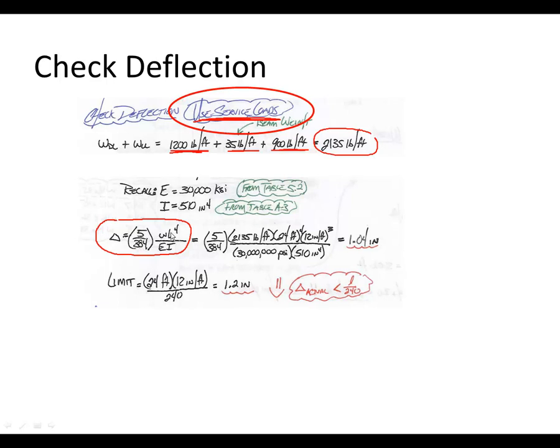5/384 times WL to the fourth divided by EI would be the equation here. We need to determine what the modulus of elasticity is and what the moment of inertia is. Sorry, I pointed those backwards. But modulus of elasticity and moment of inertia, so that we can plug those in.